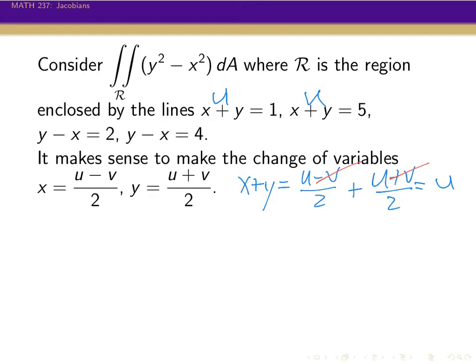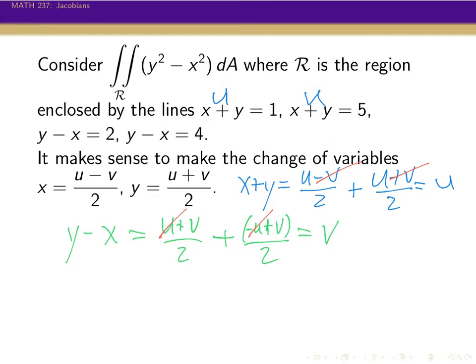Okay, and so then what about y minus x? Well, y minus x, so that's u plus v over 2 minus u minus v over 2. And so we can distribute the minus sign. And now we have u over 2 minus u over 2. And so those u's cancel. And we're left with v over 2 plus v over 2, which is just v.